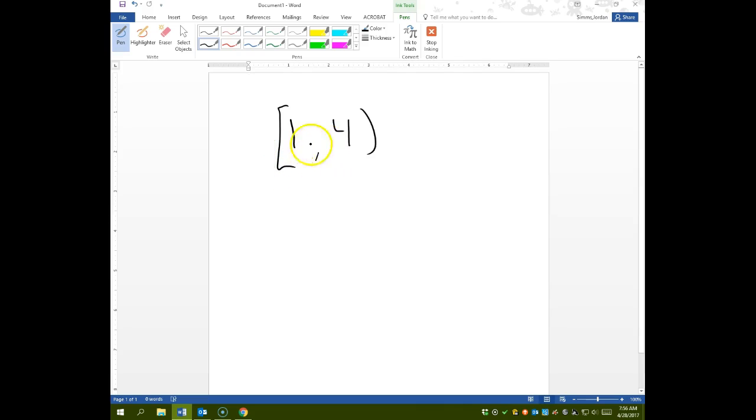Now with interval notation, this means all the numbers from 1 to 4, but not including 4. We include 1 because of that hard bracket. Okay, so that's what that means.